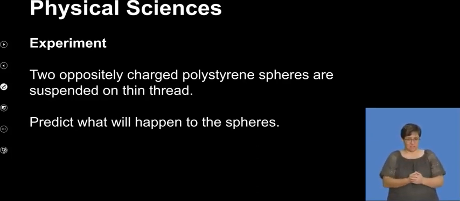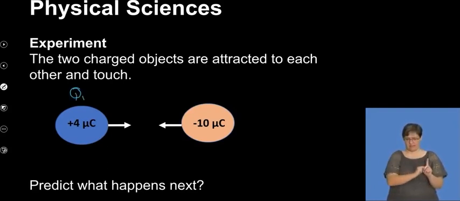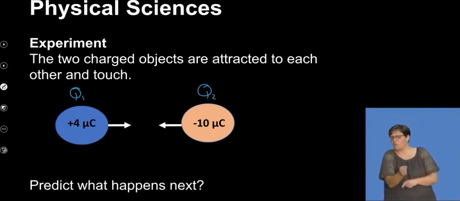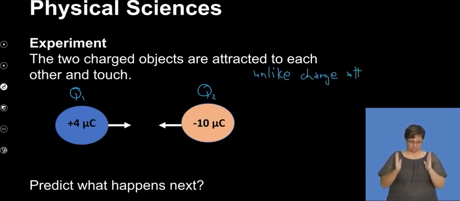Now, in terms of prediction, we want to understand the science as to what exactly happens in terms of charge during that physical process. Now, these two charged objects are attracted to each other. Let's call this one Q1 for argument's sake. And then let's call the negative one Q2, as in charge 1 and charge 2 respectively. So we want to understand what happens here. But remember, we know that opposite or unlike charges attract. Opposite or unlike charges exert a force of attraction on each other. They attract each other.